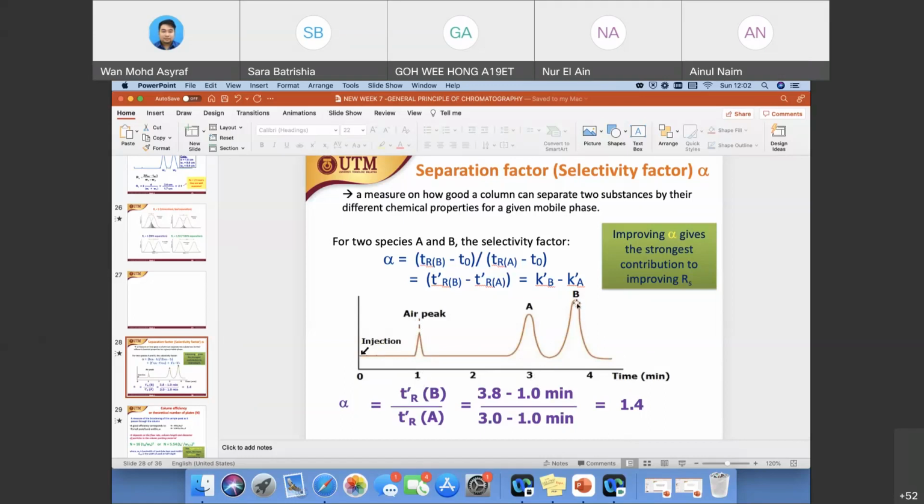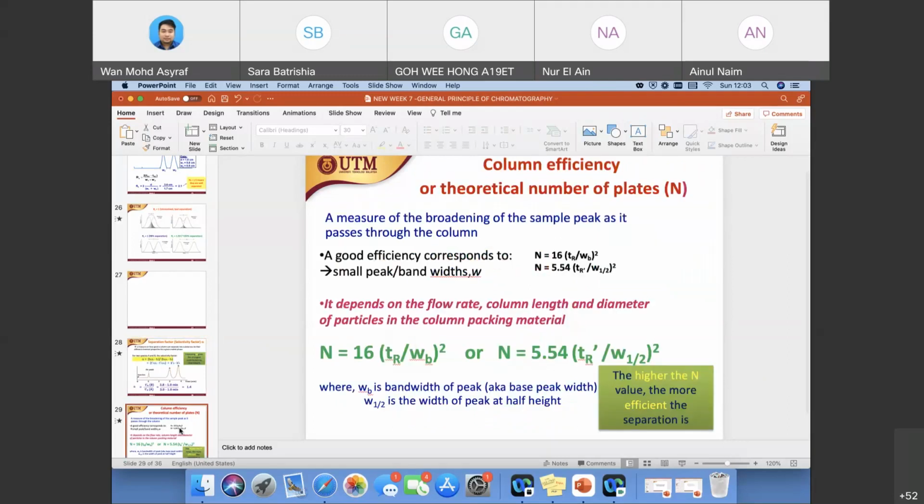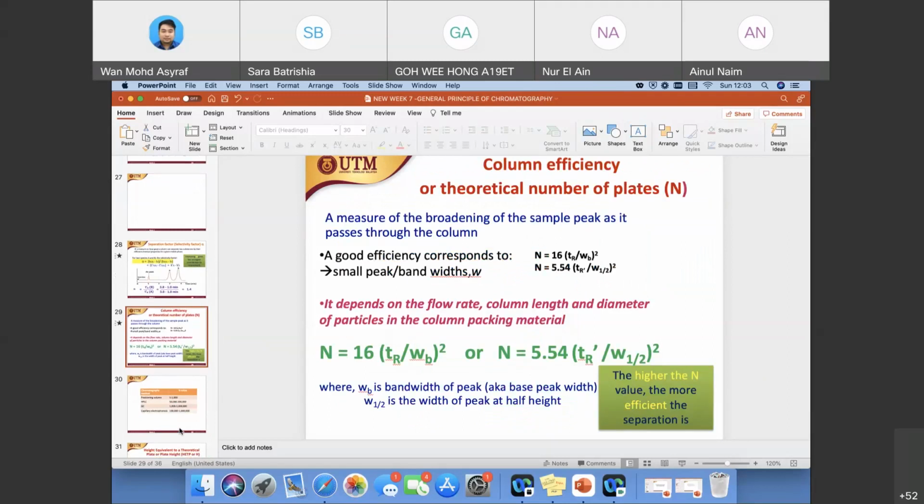The second B here may be at 3.8, something like that. So when you plug into this equation, then you've got your separation factor. Improving the separation factor would give a much stronger contribution in improving the resolution. Right, so now after separation factor, there are a lot of formulas here.